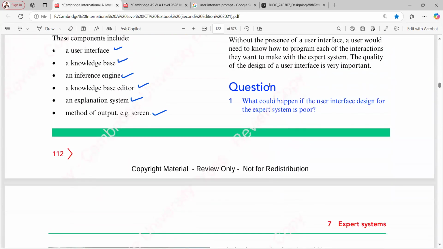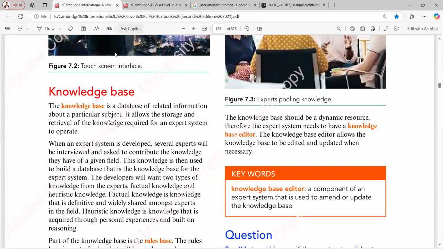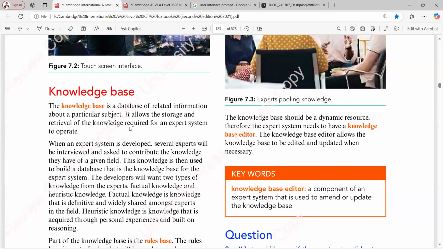I have one question here as well. This question says, what could happen if the user interface design for the expert system is poor? You could reply that if the user interface design is poor, the user will struggle in giving the responses, because it would be really difficult. The user wouldn't know how to add their answers, or the user might become frustrated. So your user interface should be as simple as possible, where you can just enter your prompts, your commands, and that's it.